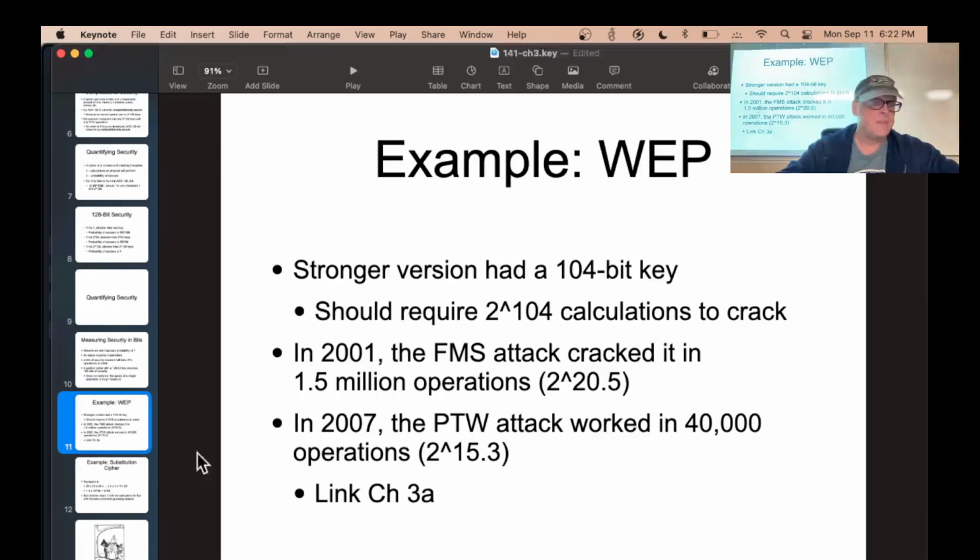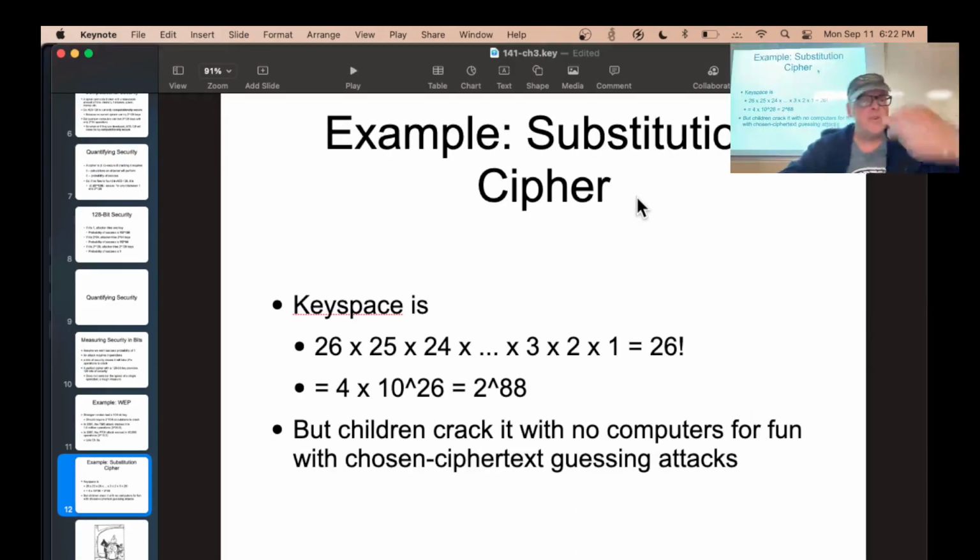Now the substitution cipher that we talked about last time, where you take every letter and substitute, take A and change it to a letter, B and change it to a letter, well then, the first letter can change to 26 possible letters, the next letter can change to 25 of the remaining letters, the next one can change to 24. This is 2 to the 88. So the substitution cipher would seem to have 88 bits of security, which is very good. That's almost 100. That would be uncrackable in practice, but you can do it with no computer at all.